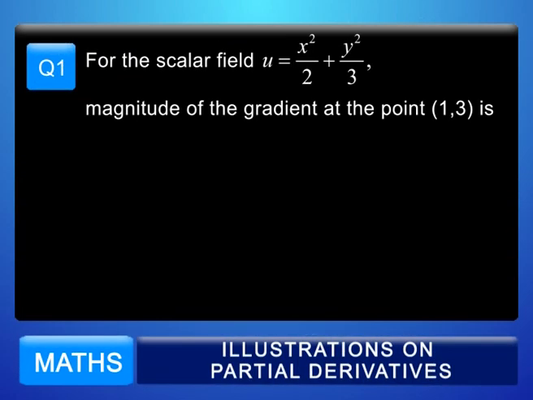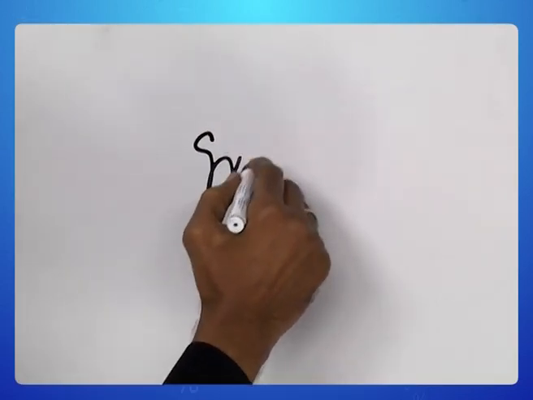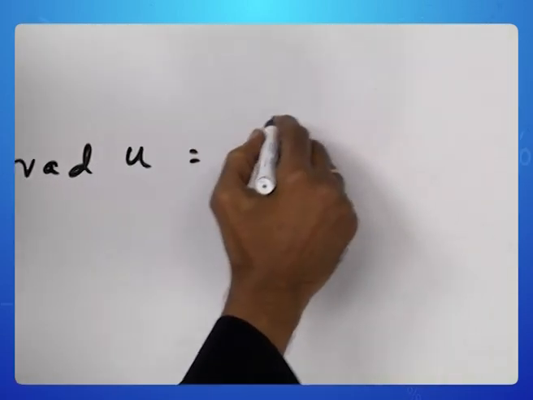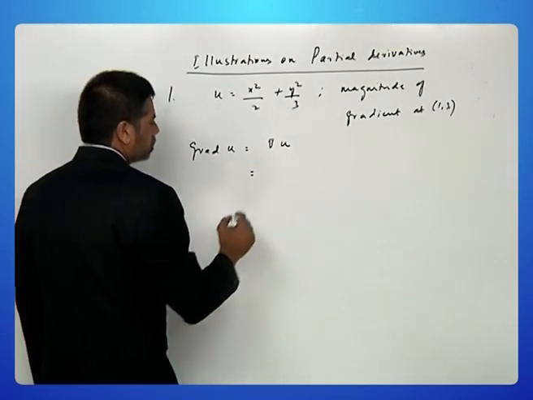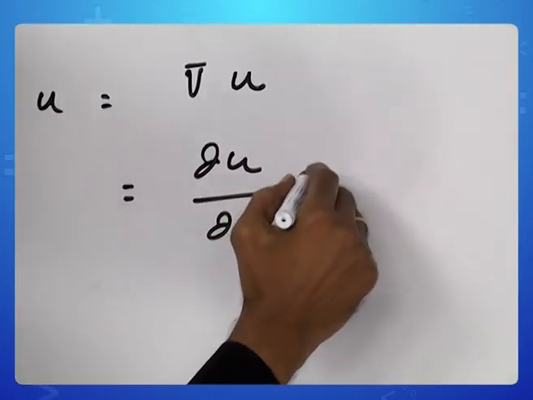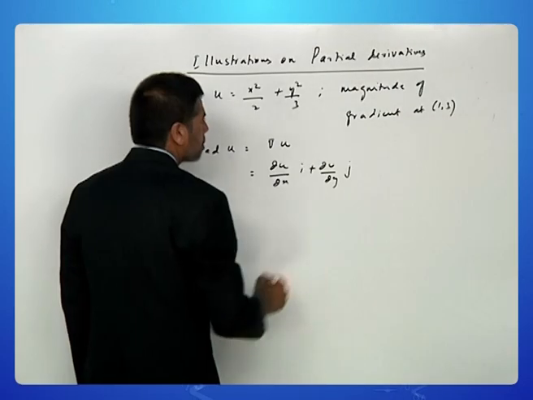Question number 1. For the scalar field u is equal to x square by 2 plus y square by 3, the magnitude of the gradient at the point (1, 3) is. Now the gradient of the scalar field is basically del u, which is nothing but dou u by dou x i plus dou u by dou y j.